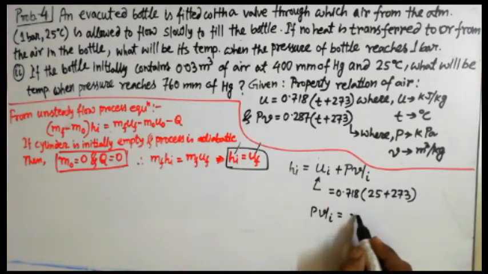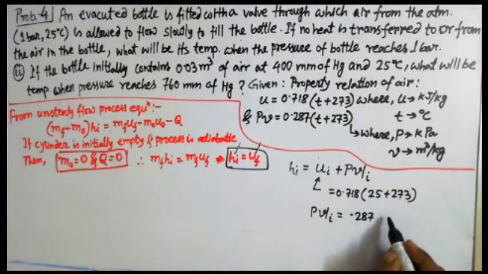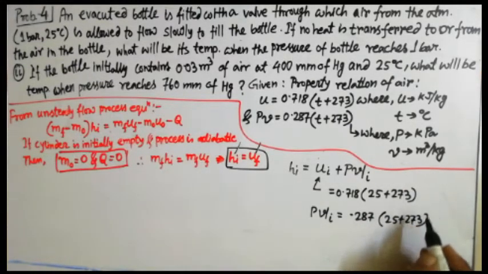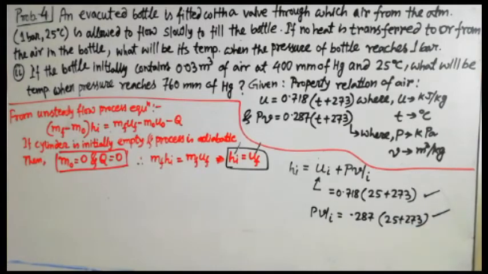out using the given relation, that is 0.287 times (25 plus 273). So that way these two values are known to you now. Okay, so from there you can get the value of Hi, which will come to 299.49 kilojoule per kg. Just do the calculation rightly, it will give you this value.